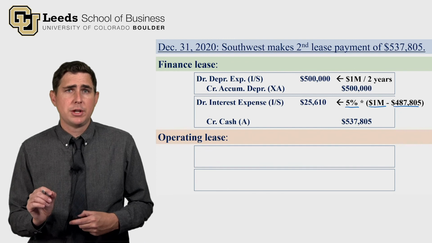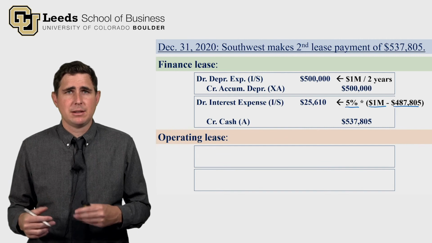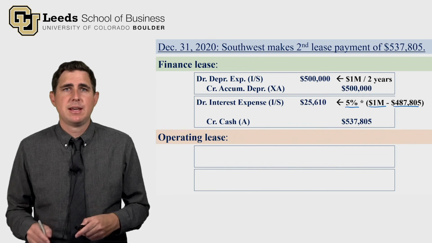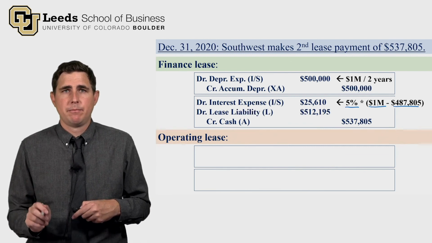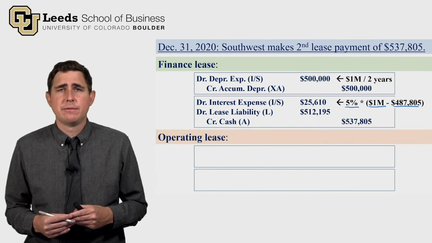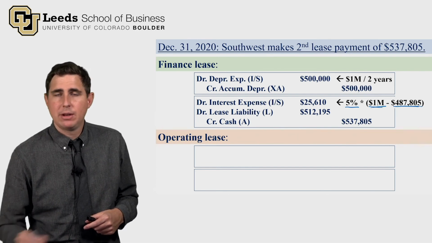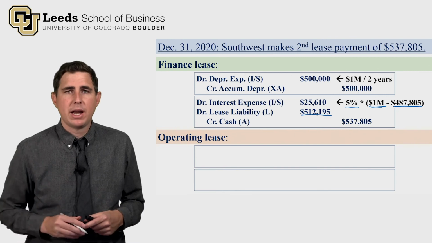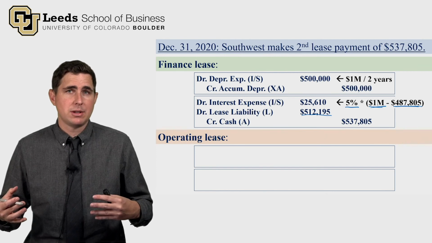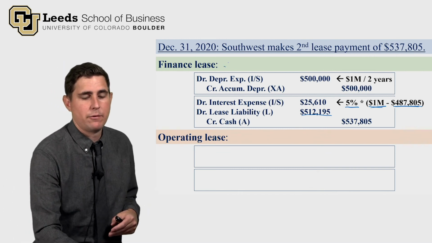Okay, the next part of the journal entry is making that cash payment. Credit to cash, $537,805. That's the lease payment. Remember, the difference between the cash payment and interest expense amortizes the liability to zero. So we'll debit the lease liability this time by a bigger amount, $512,195, and now it's down to zero. So if you take $1 million, subtract $487,805, subtract $512,195, that liability has now reached zero because we no longer have any obligations to make more lease payments. So the asset is gone, the liability is gone, and the finance lease is over.